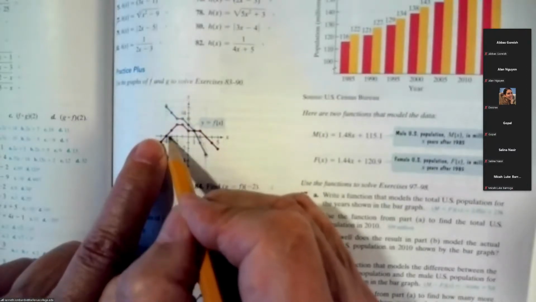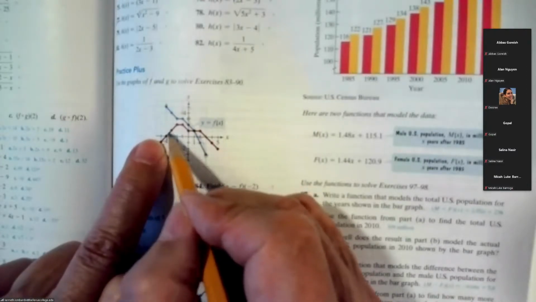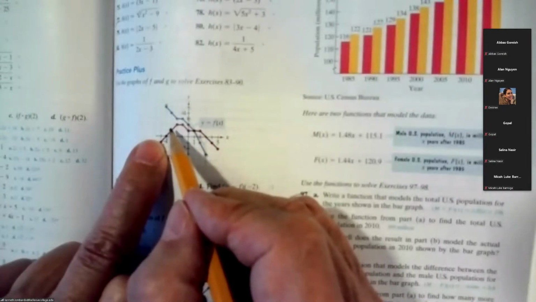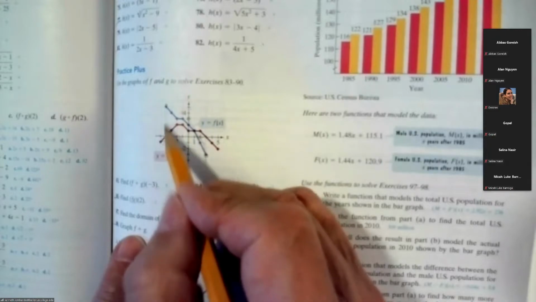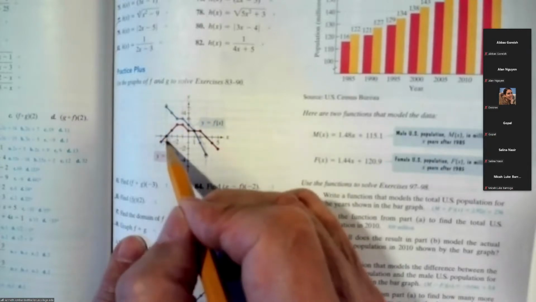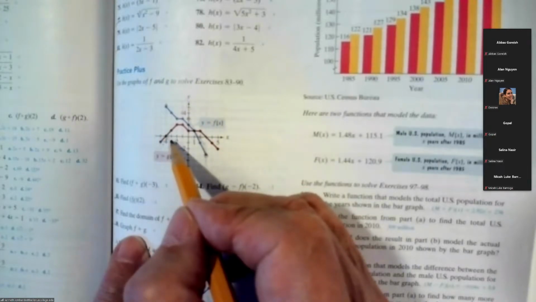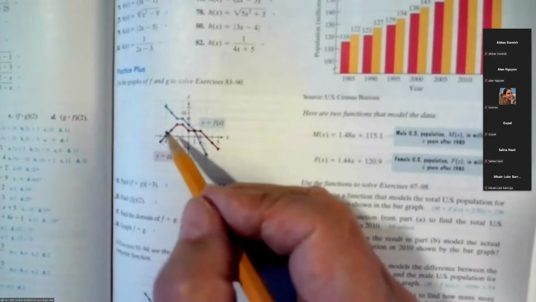So we're simply combining the points, add, subtract, multiply, divide, whatever they're asking us to do. If it's f plus g, then we just add the y values at each x coordinate. That makes sense?